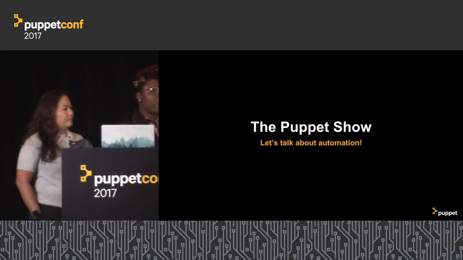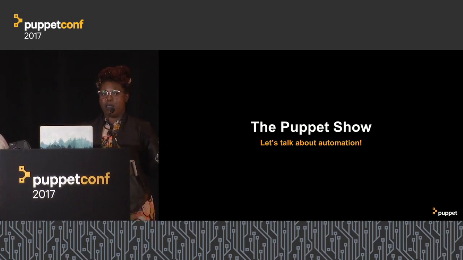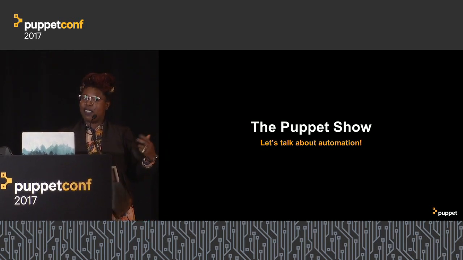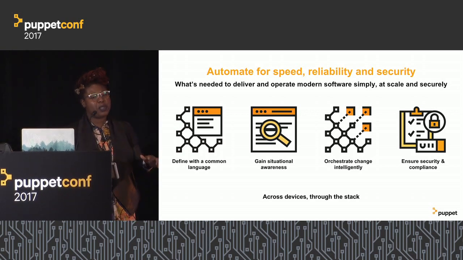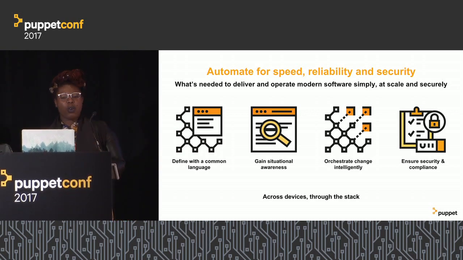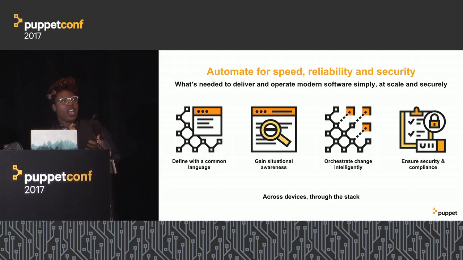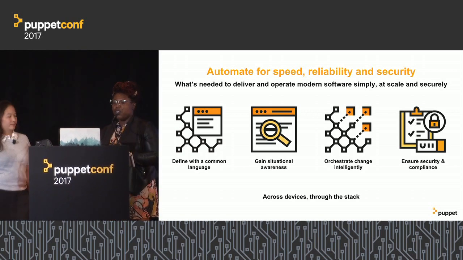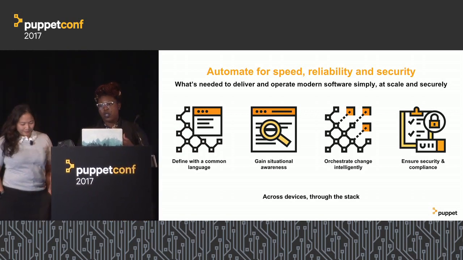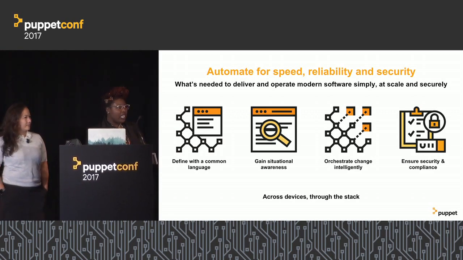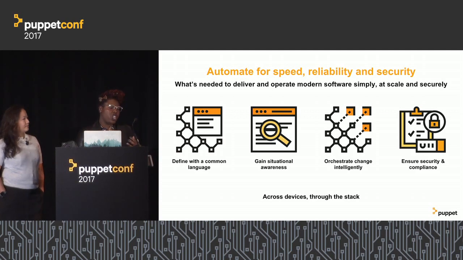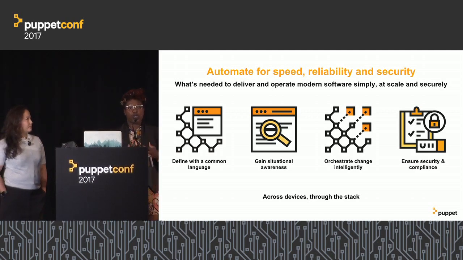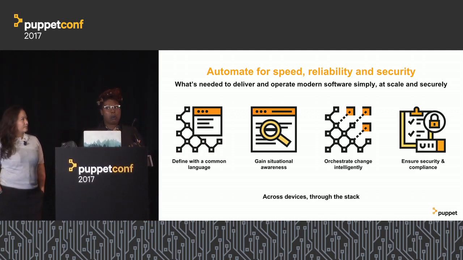So we're going to get started with what we're calling the Puppet Show, and we're going to talk briefly about automation. Since everyone in this room has some experience with Puppet, we're not going to spend too much time on this section. But what do we use Puppet for, and why is it valuable to us? And so in the world of Puppet, we say that we help to automate for speed, reliability, and for security. And we do this in 4 ways. One, by creating a unifying language that allows for you to even talk to your environment. This is known as a Puppet code.